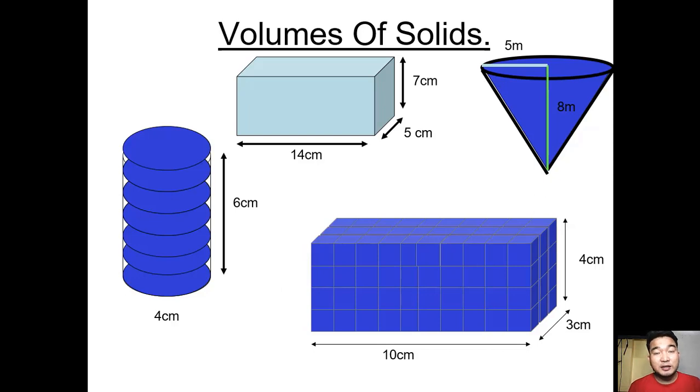After knowing the different formulas in finding the surface area of the solids, this time, let us discuss how to solve for the volumes of solids. So these are examples of the solid figures that we have in mathematics and in reality. So we have here a rectangular prism. Here we have a cylinder, another rectangular prism, and a cone.